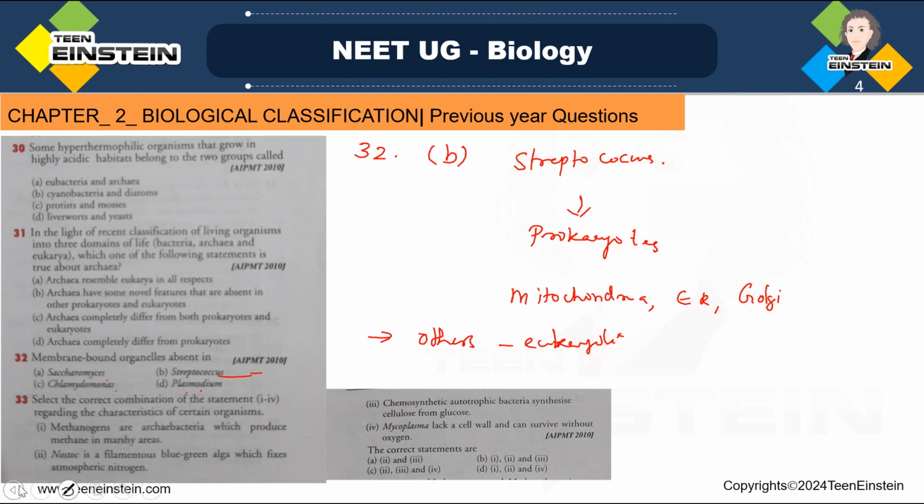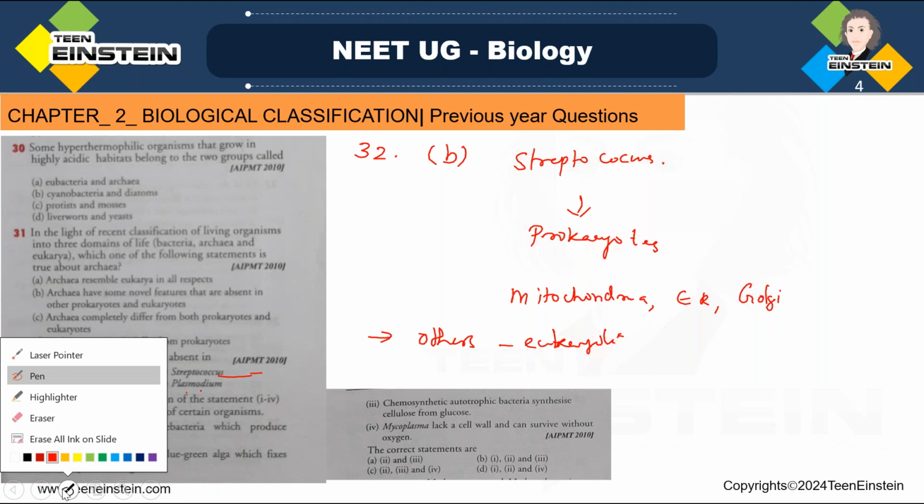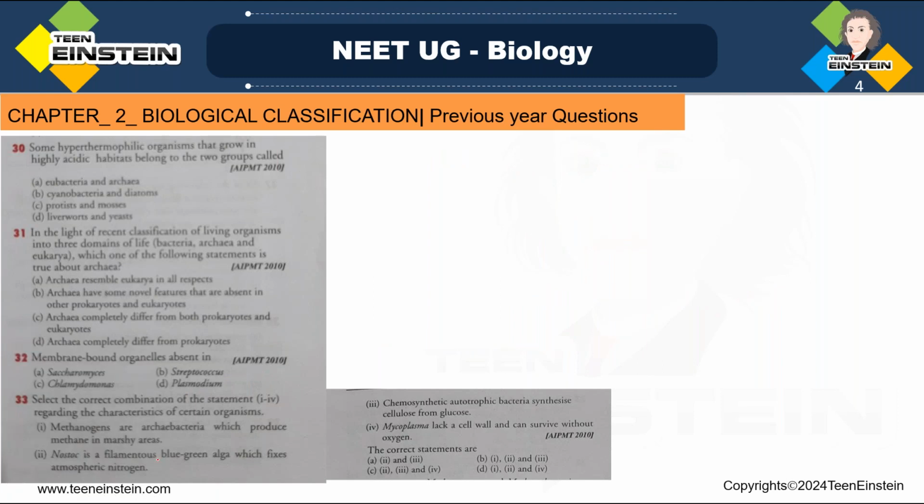If you are getting 4 options, don't leave the other 3 wrong options. You have to learn a few points about the wrong options also. About the wrong options, you find out the features. Why that statement is incorrect about the other 3 options, that also you need to learn. So question number 33. Next question, we are moving to question number 33.